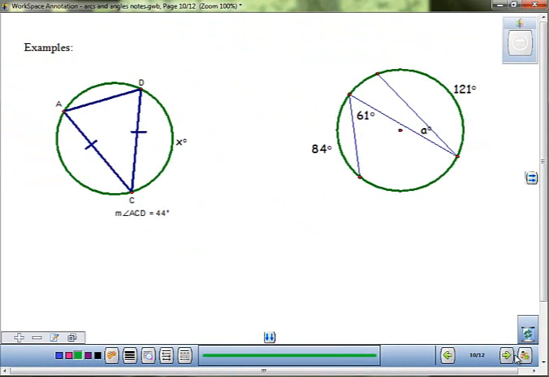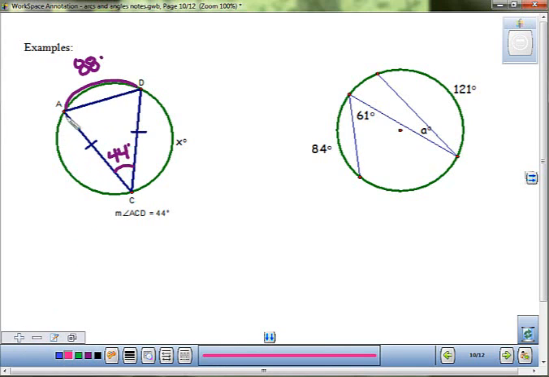Now we're just going to try a few examples using all of these properties. This first one, again, a couple of ways to go about it. I'm just going to show you one possibility. If the inscribed angle is 44, that means the arc is 88.